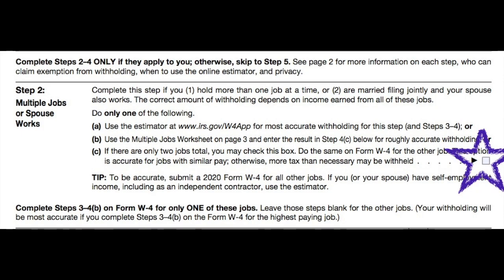Step 2 is for the employee who has more than one job at the same time, or if the employee is married filing jointly and both the employee and the spouse work. In this step 2, there is a box that is important. If the box is checked, then you have to use the right side of the federal tax tables, and if the box is unchecked, then you have to use the left side of the tax tables, which I will explain when we do an example.